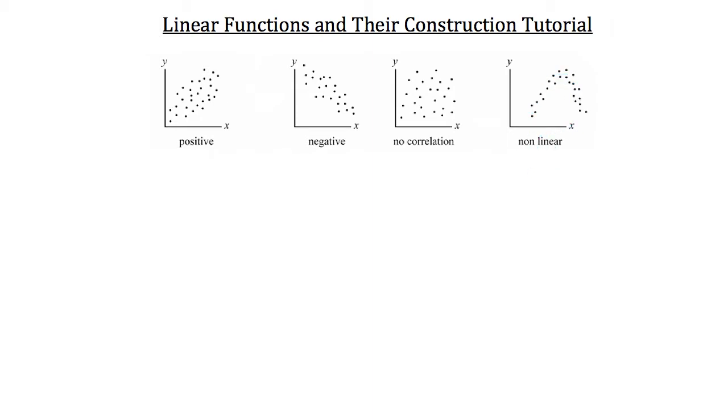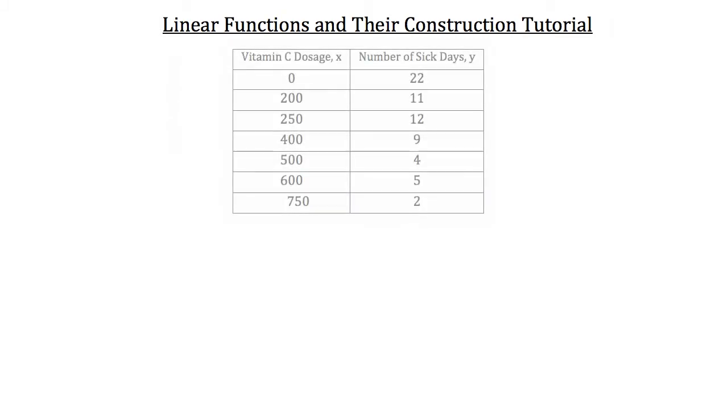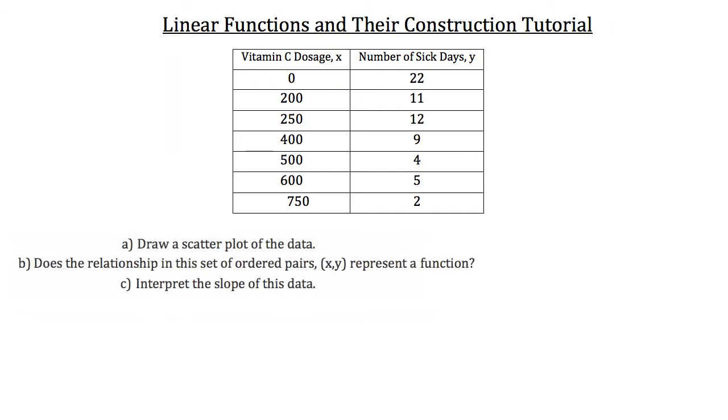So now that you've reviewed these scatterplot diagrams a little bit more, let's take a look at how we would actually apply one. Imagine you're given this set of data: vitamin C dosage versus number of sick days. And you're asked these questions: to draw a scatter plot of the data, and then whether or not there's a relationship in this set of ordered pairs, and if that represents a function, and then you're asked to interpret the slope of the data.